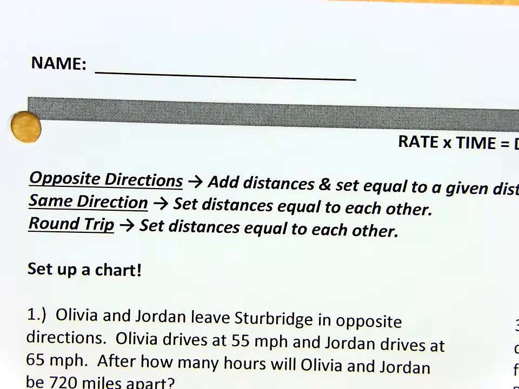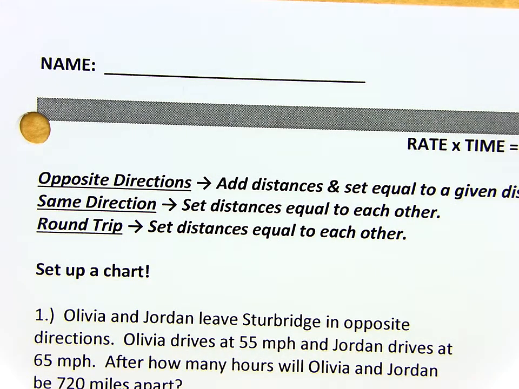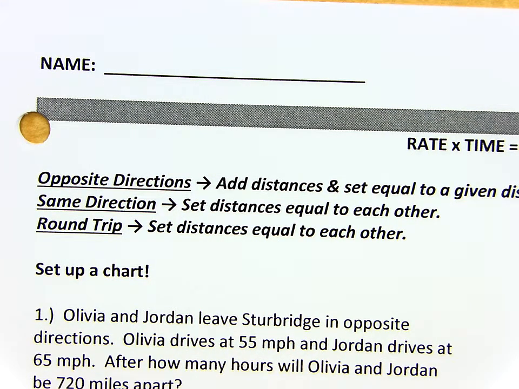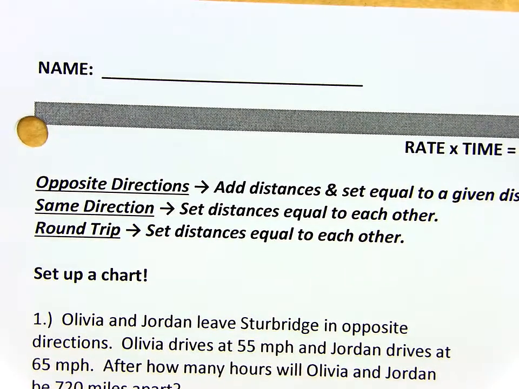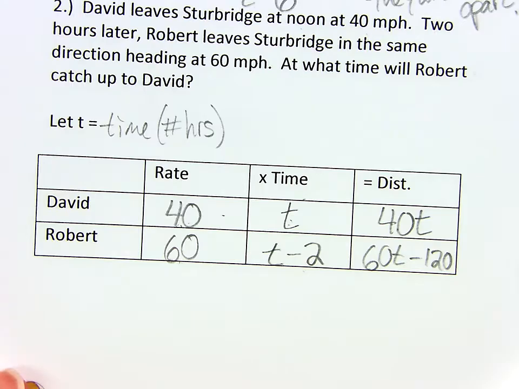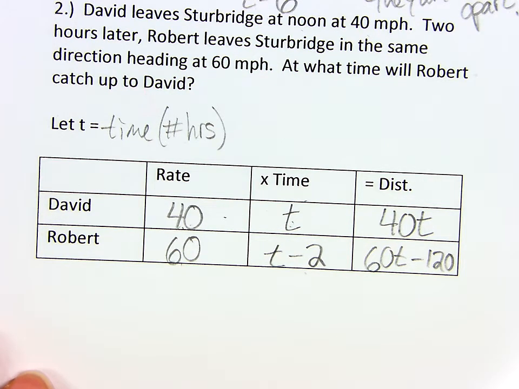Oh, for people that are watching this video, they don't know what's at the top because they don't know that this is video 2. Same direction. Set distances equal to each other. So, what's my equation going to look like? If I set the distances equal to each other, who can tell me? Paige, you tell me. If the distance David went is equal to the distance Robert went, how far did David go? What's his distance?